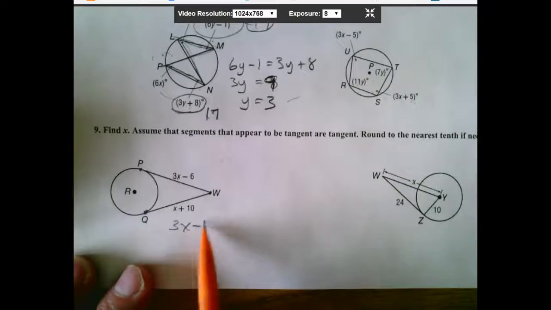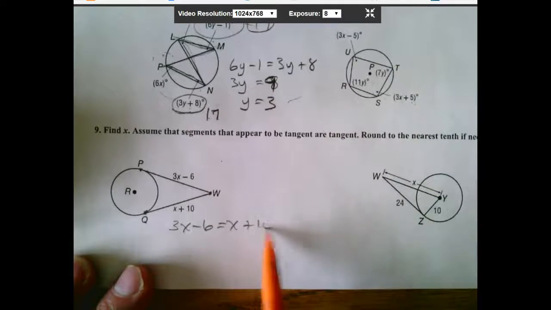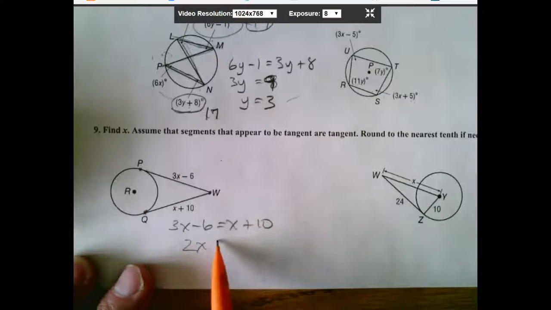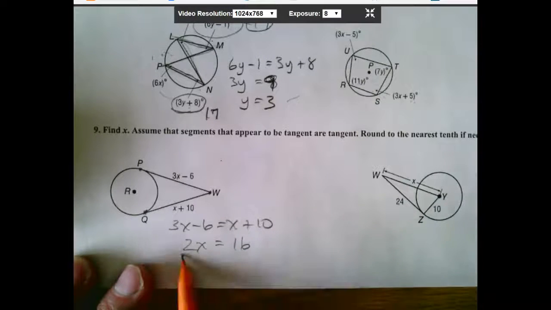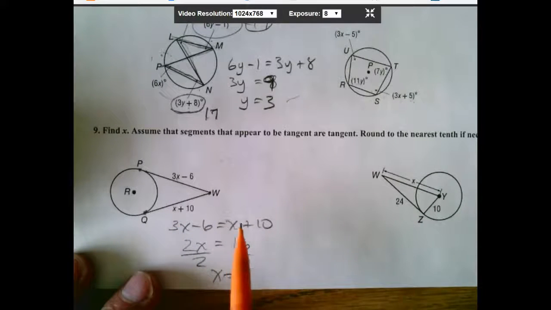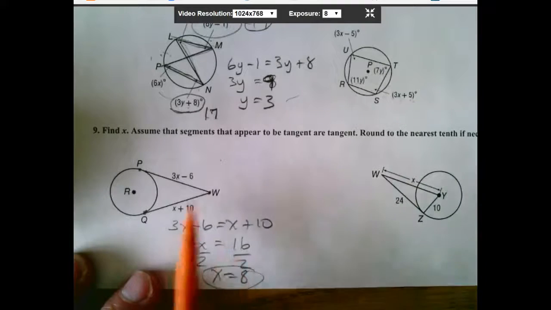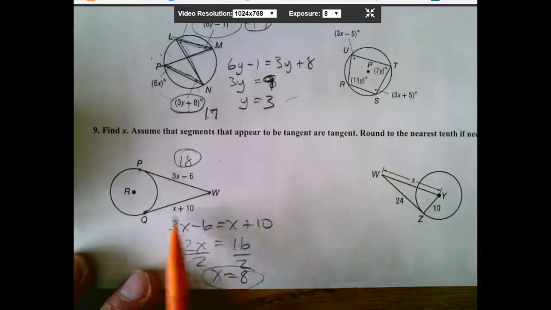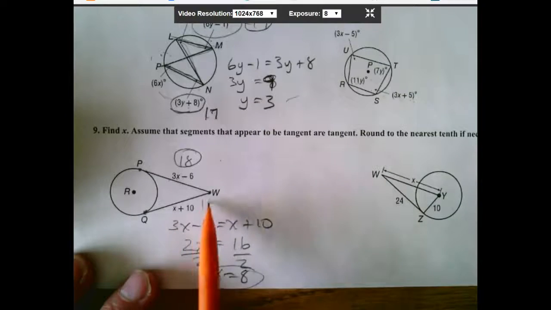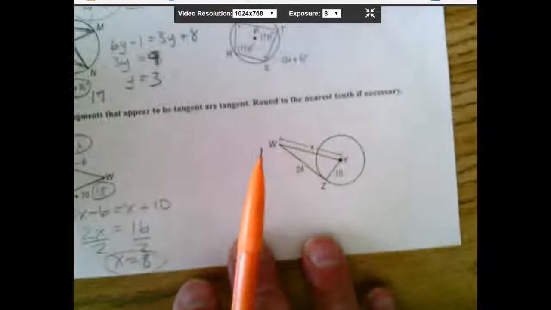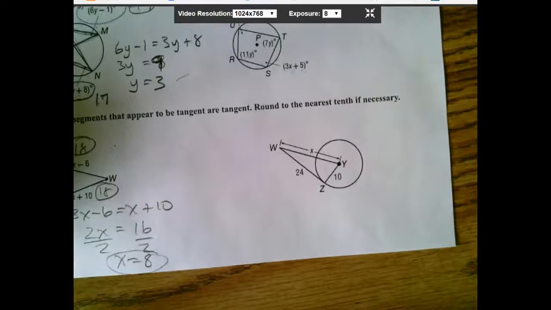So 3x minus 6 equals x plus 10. We subtract an x, we get 2x, we add a 6, equals 16. Divided by 2, and we get x equals 8. And then if we wanted to know what the distances are, we know x is 8, so 24 minus 6 is 18. We should check this one: 8 plus 10 is 18. Perfect.